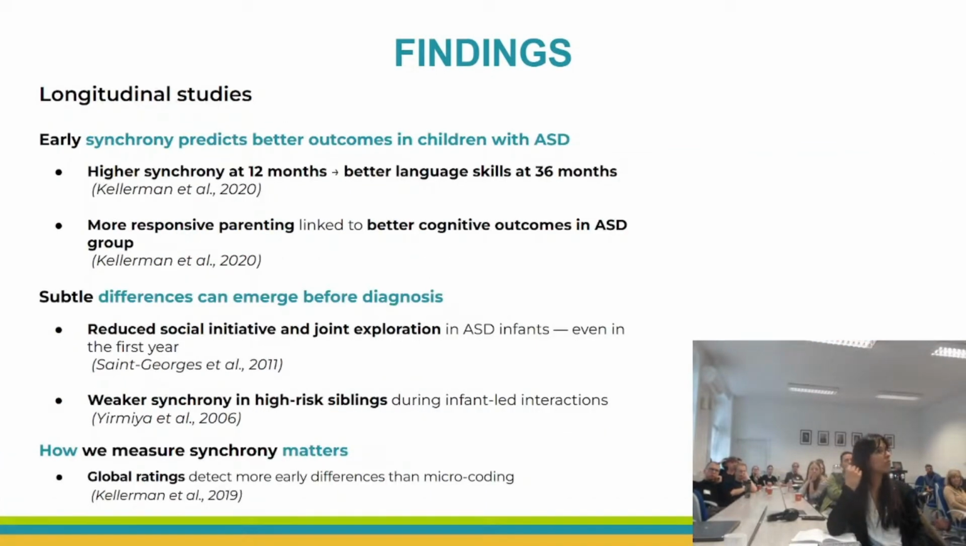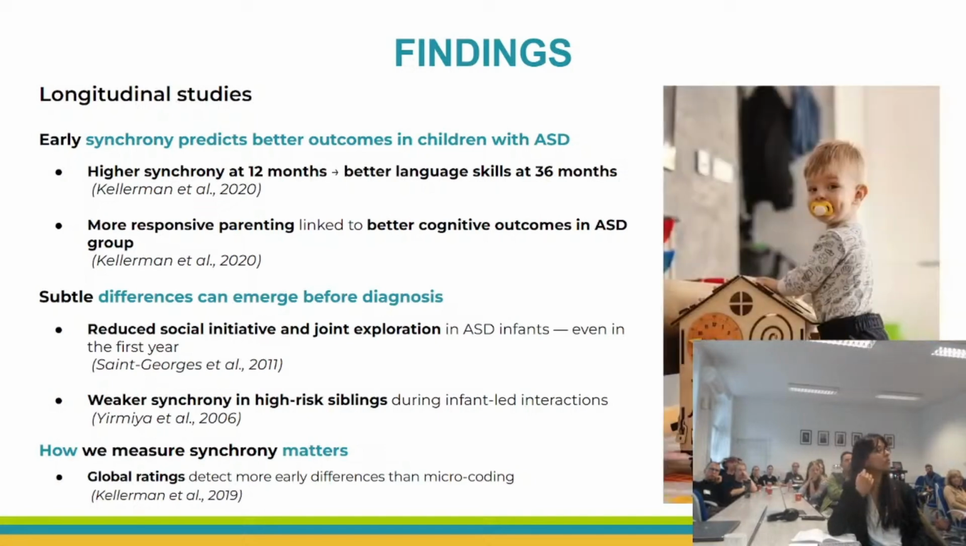So let's now look briefly at what we know from longitudinal studies. One key finding comes from Kellerman. Dyads that showed higher synchrony at 12 months predicted better language skills at 36 months. And within the group of autistic children, more responsive parenting was linked to better cognitive outcomes.